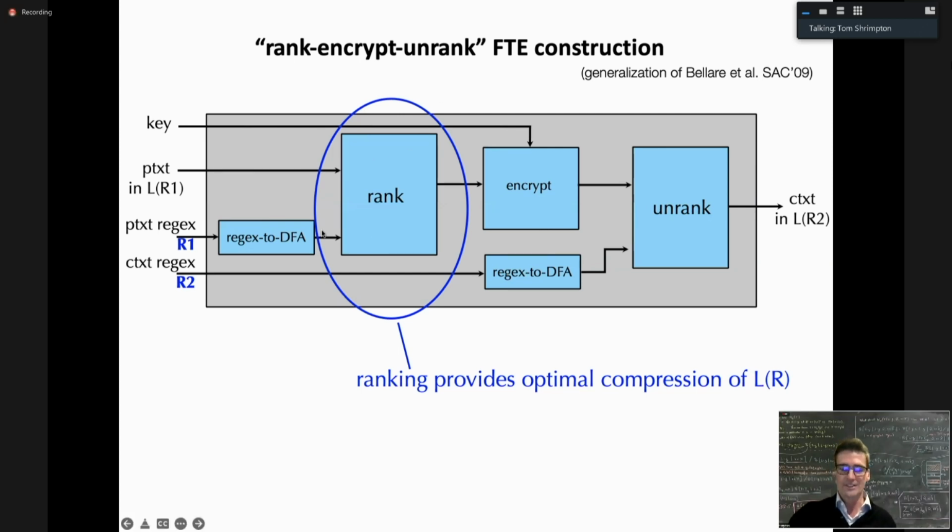And the reason for this is so that when the plaintext comes in and it's in the language of your input regular expression, R1, this provides optimal compression of the strings in the language. Whereas before we were expanding before we encrypted, now we're expanding as little as possible. So you rank using the DFA that is associated to the input regular expression, and then you unrank using the DFA that's associated to the output regular expression. And in the middle, you do encryption. This is a generalization of the technique from the FPE setting.